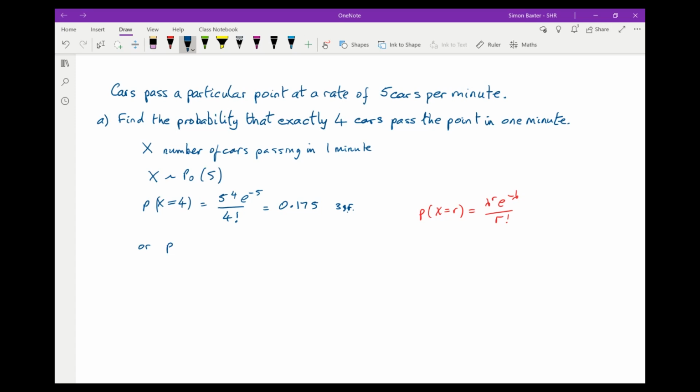The probability that x equals 4 is the probability that x is less than or equal to 4, take away the probability that x is less than or equal to 3. That is equal to 0.4405 minus 0.2650, and that is equal to 0.1755, 4 decimal places, because I'm using the tables.